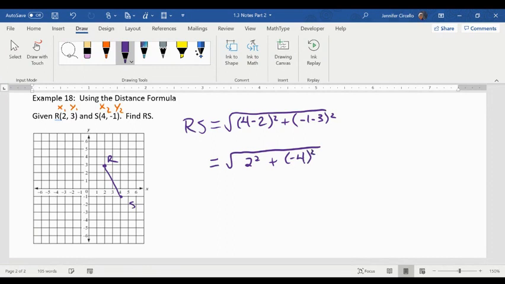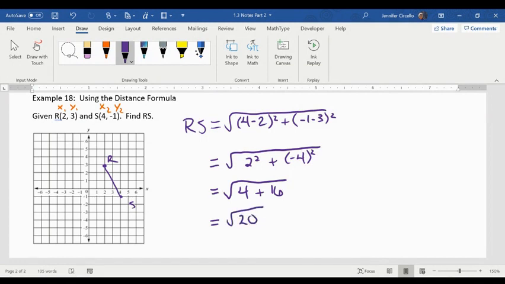Now you want to put that in parentheses because that squared is going to square that negative. It goes with the 4. Also because we don't like to have a plus and a minus sign right next to each other, so we need those parentheses. So 2 squared is 2 times 2, that's 4. And negative 4 squared is negative 4 times negative 4 is positive 16. So we got the square root of 20.